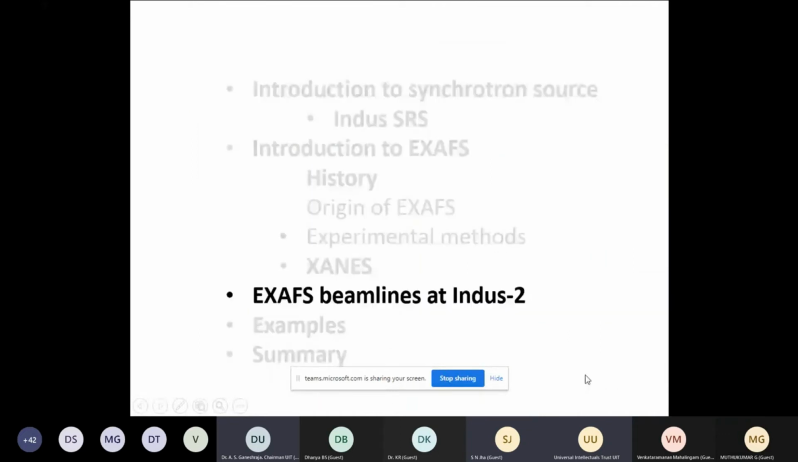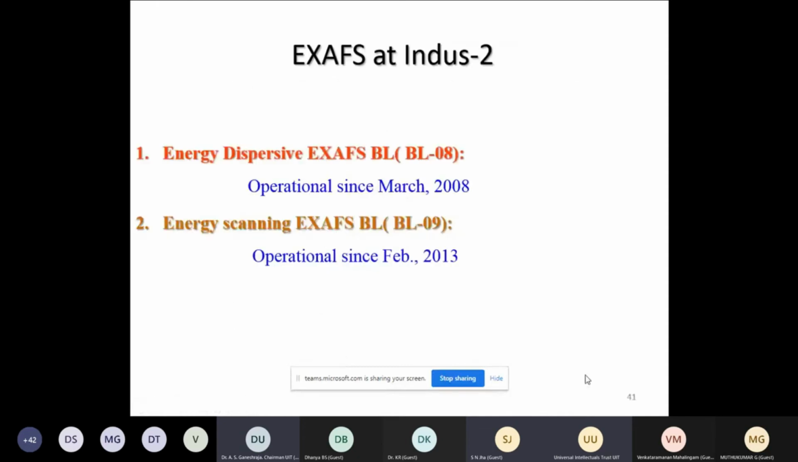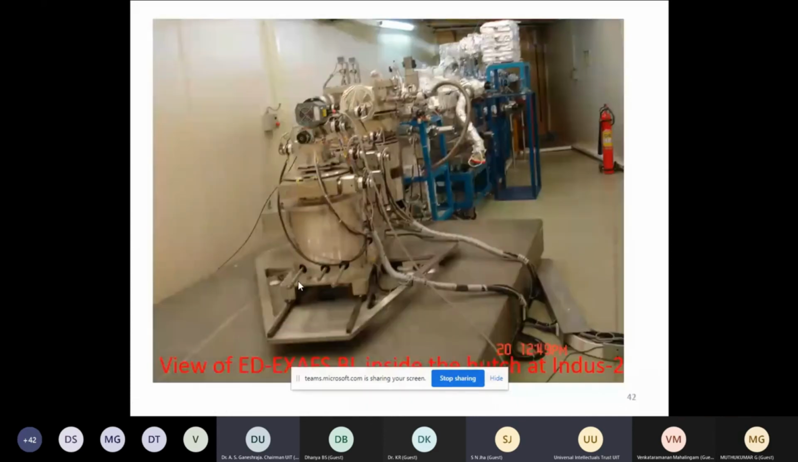So now I come to the EXAFS beamlines at Indus-2. These are the two beamlines, the energy dispersive one first, which was developed in 2008 with the objective of simultaneously recording the EXAFS spectra in a single shot, with the application of capturing kinetic studies. Later on, a high resolution energy scanning EXAFS beamline was developed for fluorescence mode detection for dilute samples.